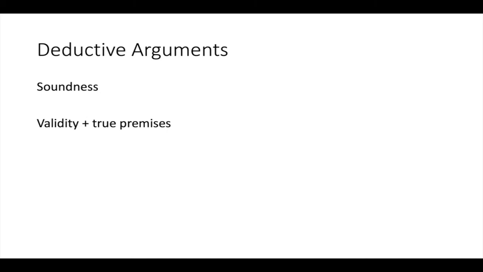So we have a second concept, a second feature of deductive arguments that brings back in the content of the argument. Soundness, that's the feature. So a sound argument is a deductive argument that's valid and has true premises.